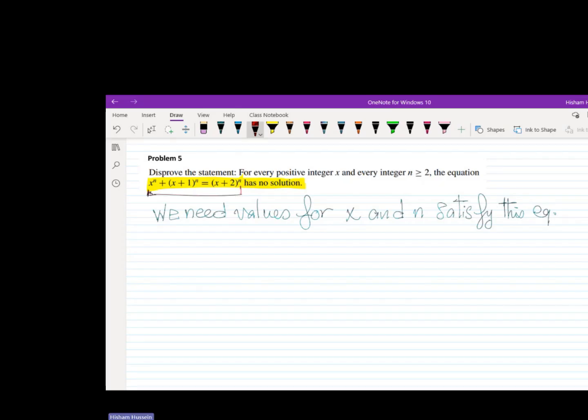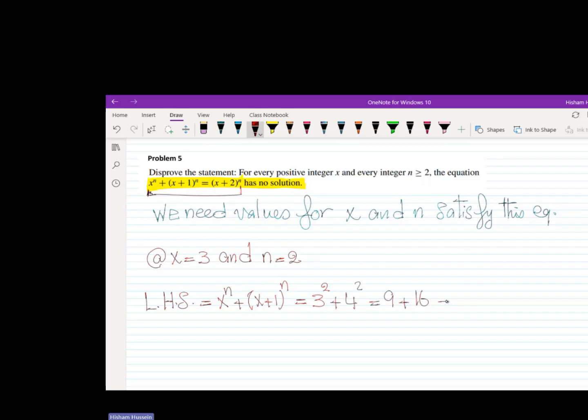For example x equals 1, n equals 2, x equals 2, x equals 3. Let's try with x equals 3, and for example n equals 2. Think about the left and right hand side. The left hand side equals x to the power n plus (x plus 1) to the power n. This equals 3 to the power 2 plus 4 to the power 2. 3 to the power 2 is 9, 4 to the power 2 is 16. This equals 25. This is for the left hand side.